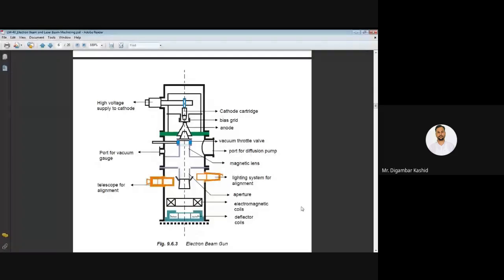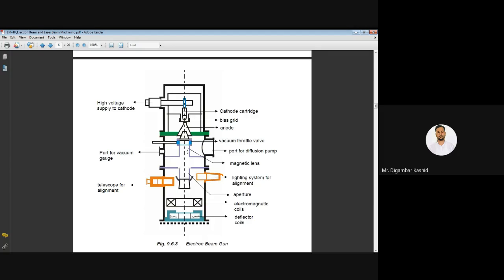I will show the diagram of the electron beam gun. Okay, so this is the diagram, electron beam gun. You can see here we have the high voltage supply to the cathode, that is the high voltage lead we can call. Then we have the cathode filament, cathode tungsten filament. Then we have the biased grid and anode. Then we have the diaphragm.